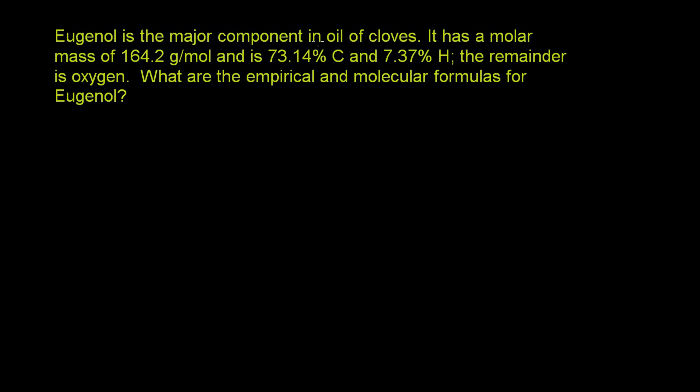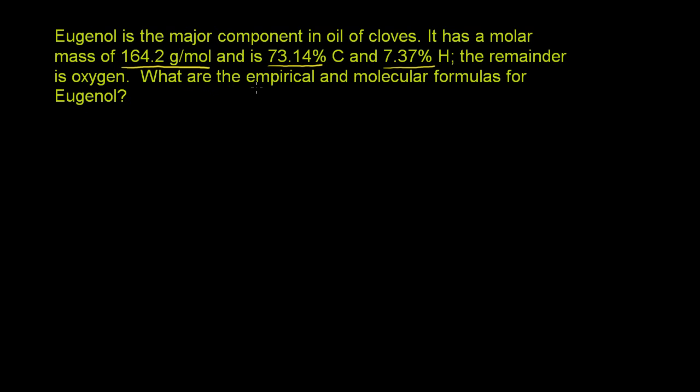Eugenol is the major component in oil of cloves. It has a molar mass of 164.2 grams per mole and is 73.14% carbon and 7.37% hydrogen. The remainder is oxygen. What are the empirical and molecular formulas for eugenol?